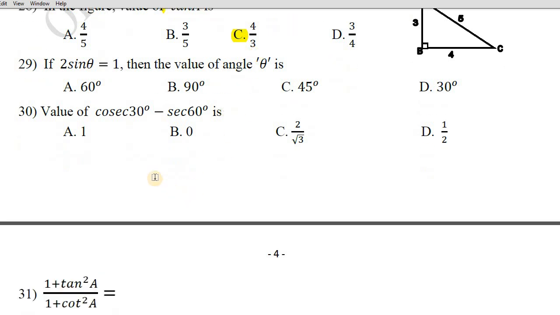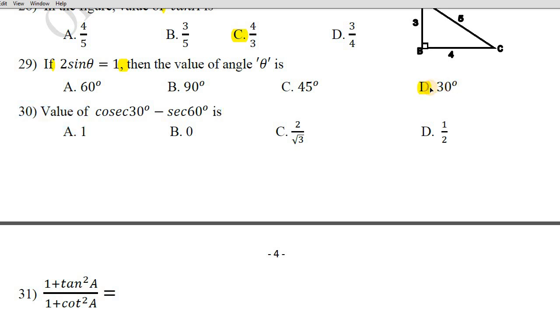Next, let us take another question. If 2 sin theta equals 1, then the value of angle theta is. See here 2 is on the left side, children. That 2 is transferred to the right side. So we will get 1 by 2. So sin theta equals 1 by 2. Now for what angle of sine is the value 1 by 2? So obviously that is 30 degrees. Hence option D is correct.